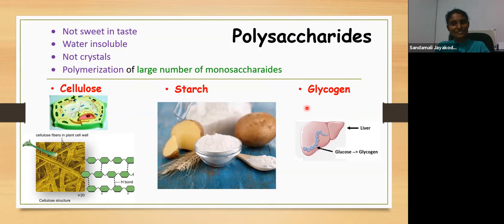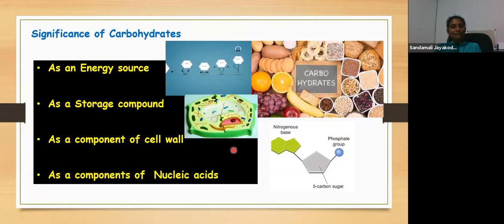But in the case of humans or animals, the stored food in our body is glycogen. In our liver, the large number of glucose molecules we intake are connected together and make a single large molecule named glycogen. So glycogen is our stored food. It's a polysaccharide. So you can remember these three examples as the polysaccharides. And now we are moving to discuss their significance.